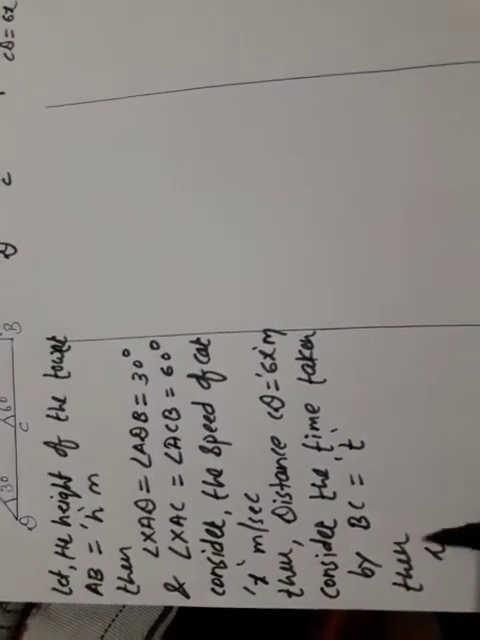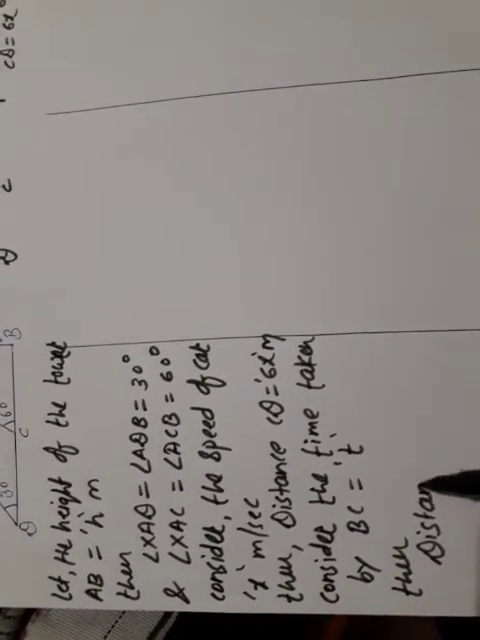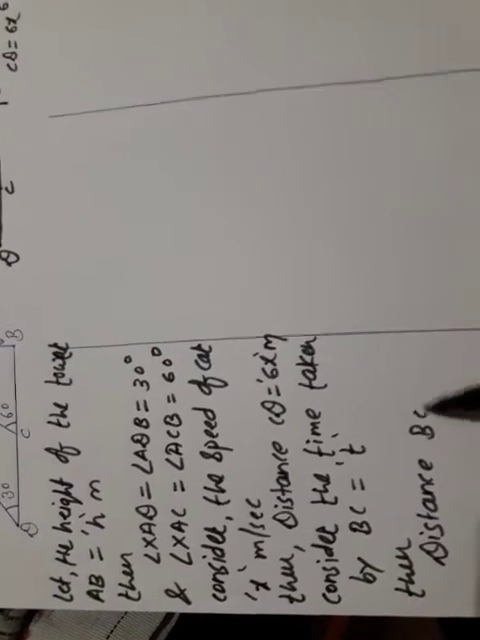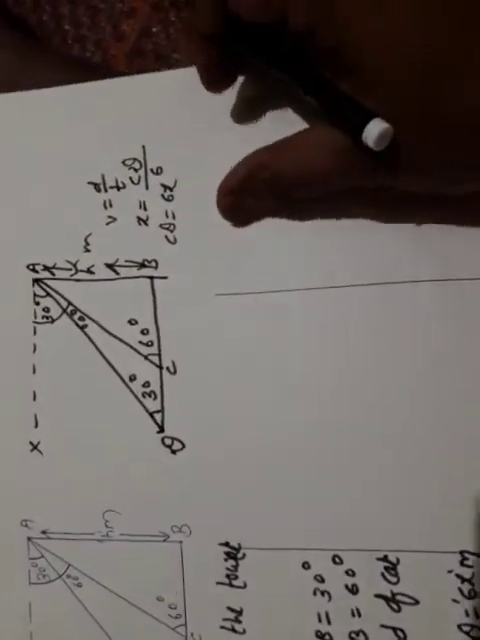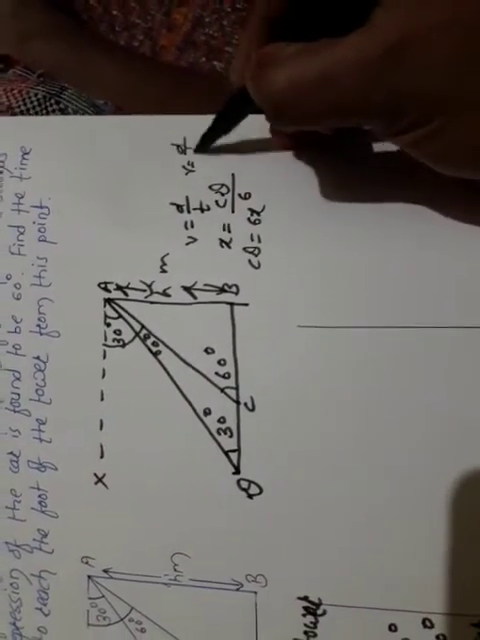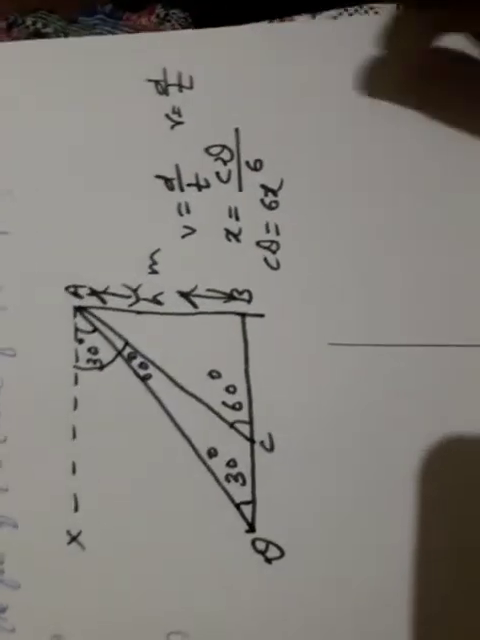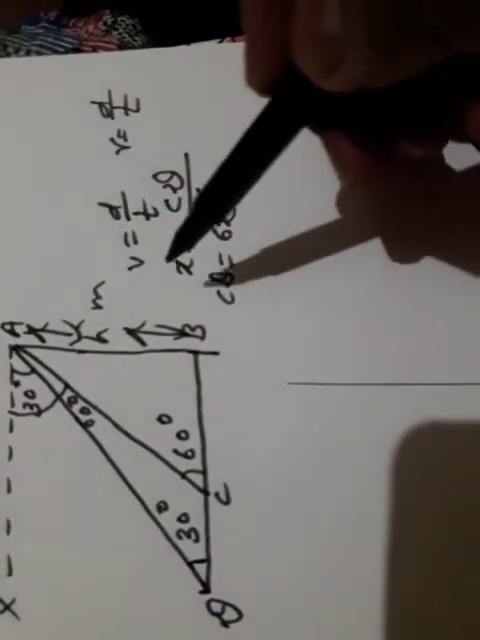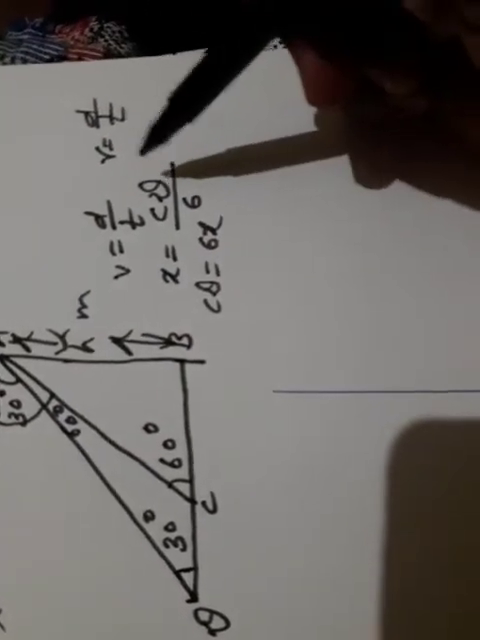Then distance BC is equal to, we will use the same formula. What I told, velocity is equal to distance divided by time. I will show you here properly. Look here. Velocity is equal to distance divided by time.